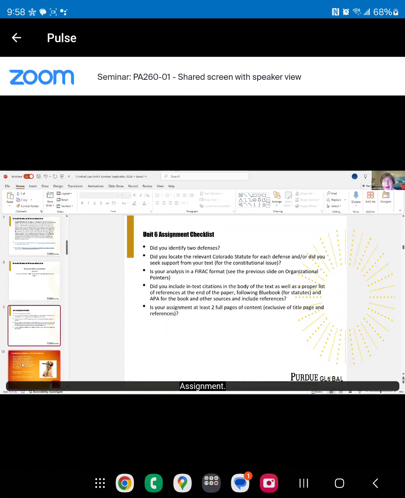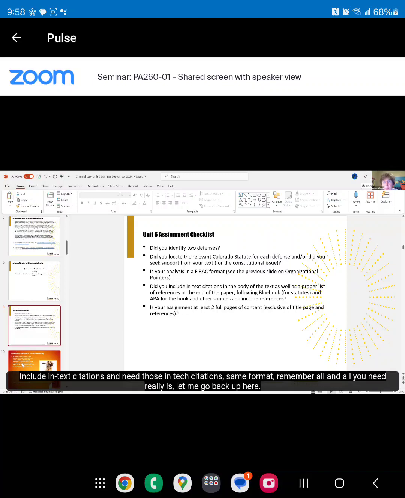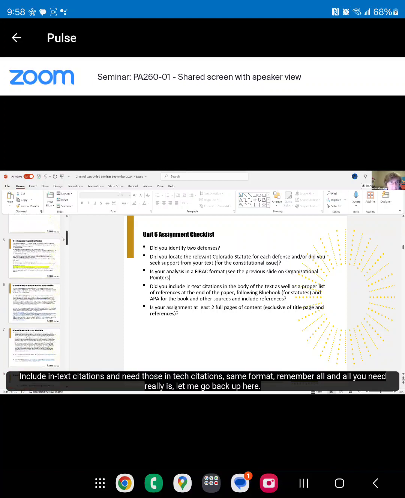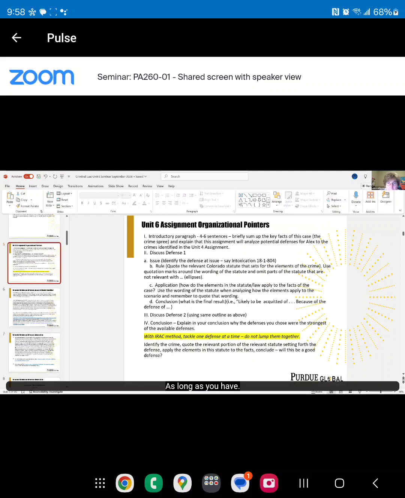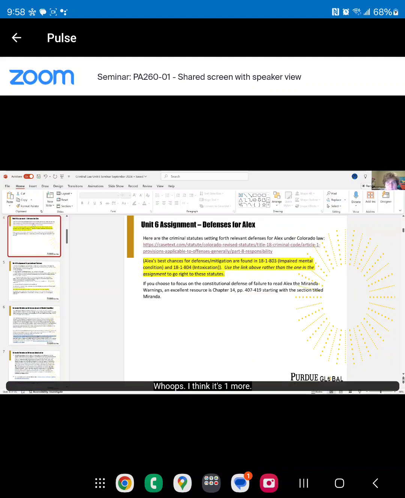assignment. A little overview, a little checklist there. Did you identify the two defenses? Did you bring in the Colorado statute? Is it BIRAC or IRAC? And did you include in-text citations? You need those in-text citations, same format. Remember, all you need really is, let me go back up here. As long as you have that format, well, not that format, I didn't include.